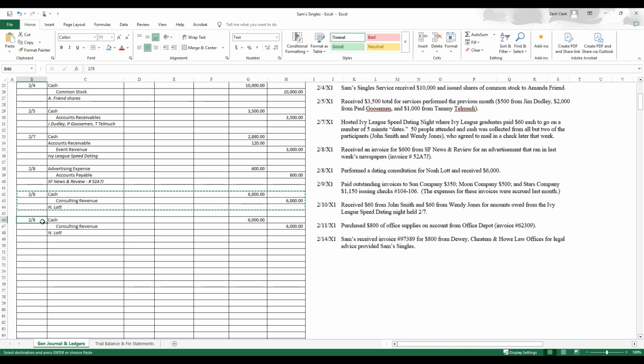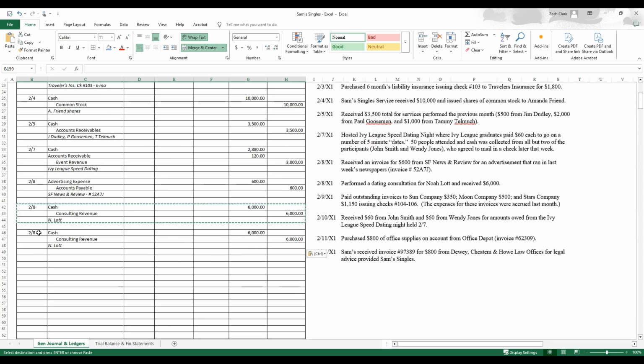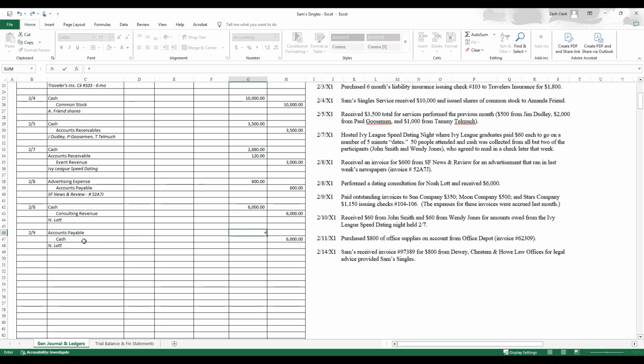Alrighty, so on the 9th, sorry, jumping down to the bottom there. On the 9th, we paid outstanding invoices to 3 different companies, and it says these were accrued last month. So we're going to have cash decreasing and accounts payable decreasing. So debiting our liability decreases it. The total is $350 plus $500 plus $1,150, and so $2,000 in total.